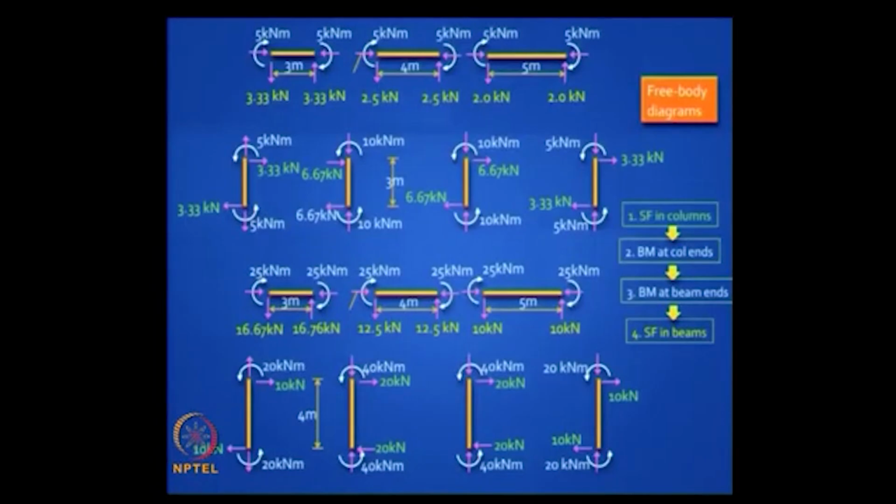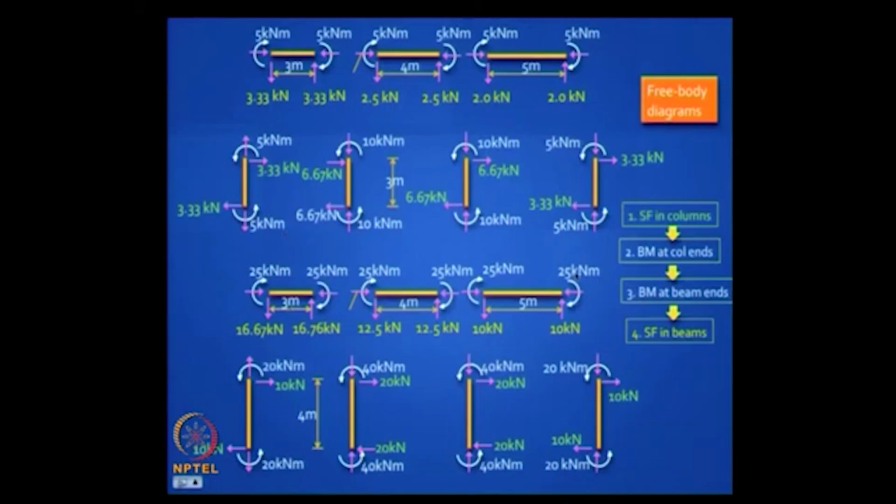25 into 2 divided by 3, you got all the shear force. No, please note, the shear forces are going to change because the span of the beam is different in different bays. So you have to do it carefully. 5 plus 5 divided by 3 is 3.33. 5 plus 5 divided by 4 is 2.5. 5 plus 5 divided by 5 is 2.